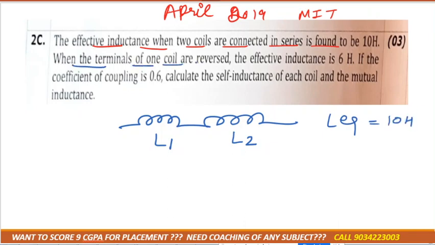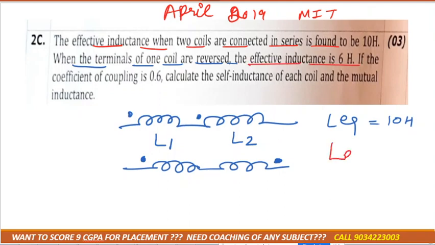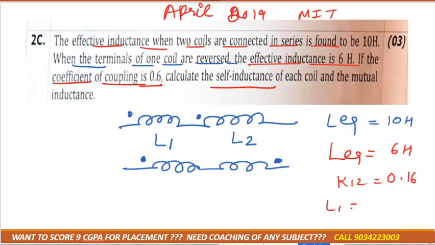When the terminals of one coil are reversed, meaning suppose they are connected like this, then we reverse the terminal. Now L2 is connected like this, right? Then the effective inductance is 6 Henry. So in this case, effective inductance is how much? 6 Henry. Now they said the coefficient of coupling is 0.6, that is K12. We need to calculate the value of L1 and the value of L2, right?